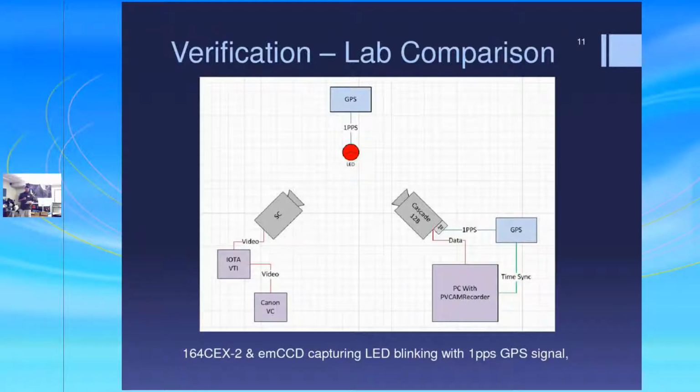To verify the operation of the system, we recorded an LED blinking with a 1 pulse per second GPS signal in our lab. The comparison was between a SuperCircuits camera feeding into an IOTA VTI and our new software running a Photometrics Cascade 128 EMCCD camera at 200 frames per second.